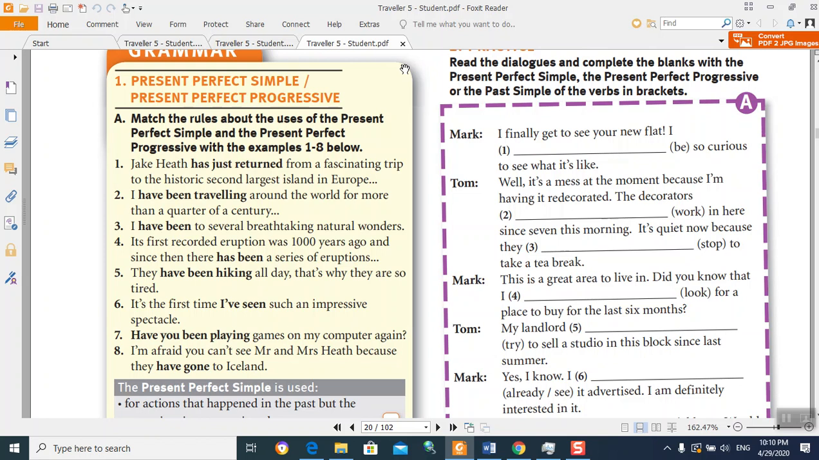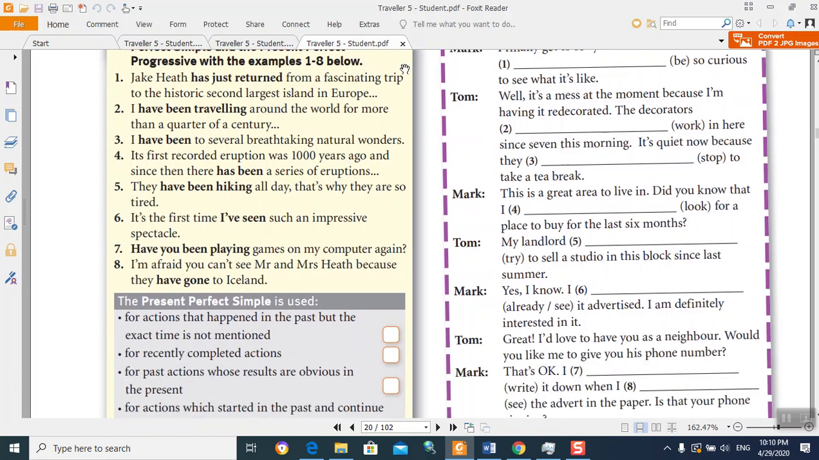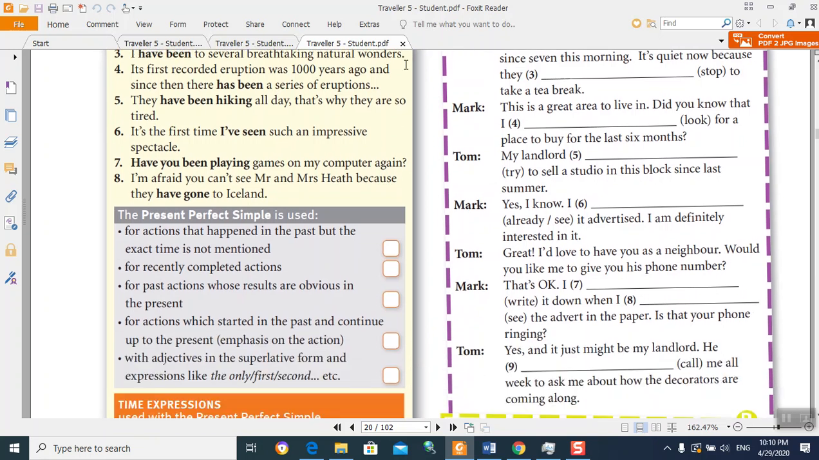Of course, the sentence has to have: for the singular, he has, she has, it has; have for the plural, like I have, you have, we have, they have. Then plus the verb participle after that. As we said, we use them for different points.